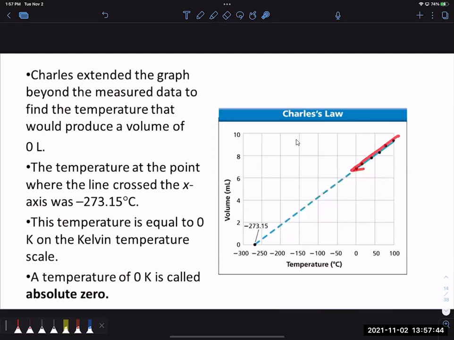So if you project this line backwards, it intersects the x-axis at negative 273.15 degrees C, or 0 Kelvin. And that's why we need to use absolute temperature, because if we don't, it intersects in a weird way with negative 273. So this is why you need to use Kelvin.